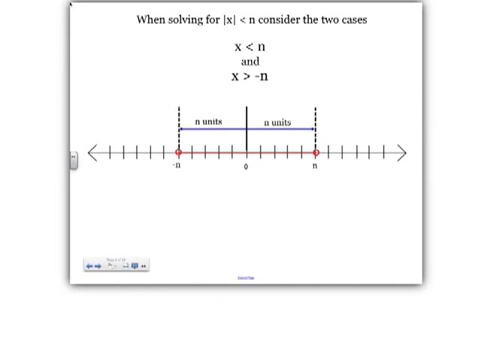So basically, what we can figure out is that anytime you have an absolute value of a variable less than a number, such as this, that means that x could either be less than that number or x could be greater than the negative version. And it would look like this when you graph it.